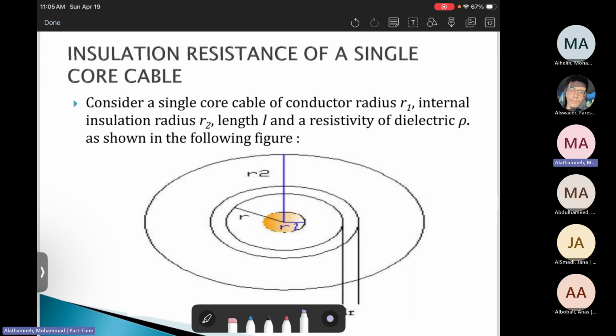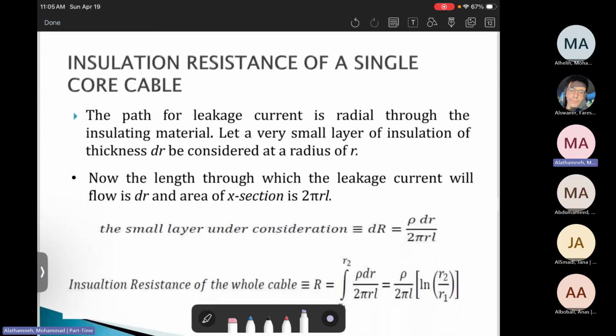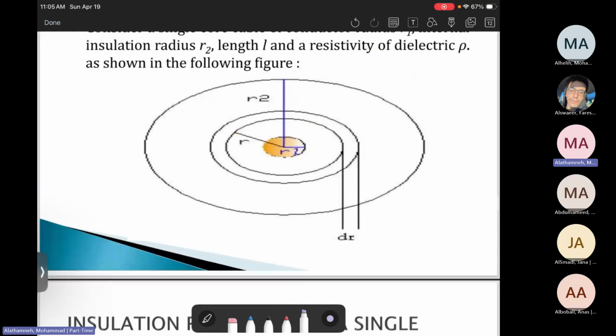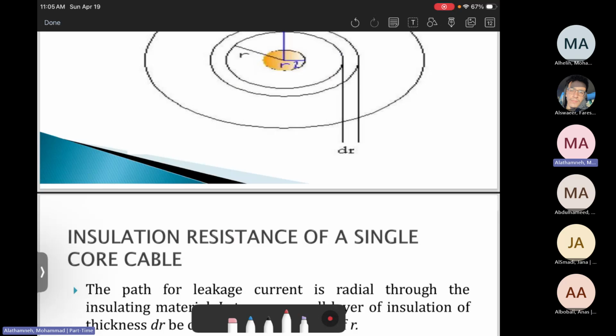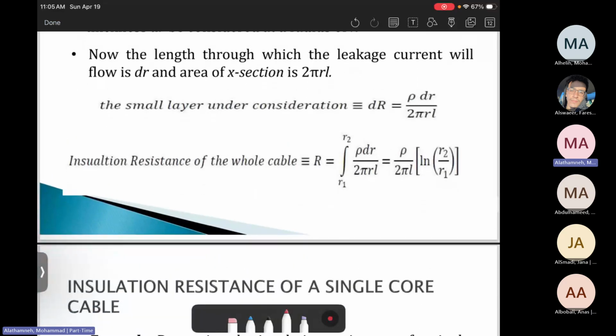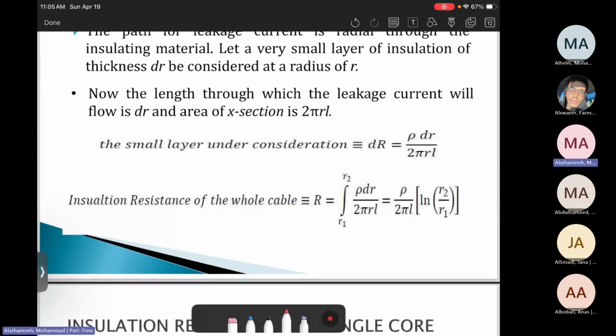Insulation resistance in a single core cable. Now we need to calculate the resistance. We just calculated the thickness before. Now, how about the resistance? To calculate the resistance, we can do the integral. By taking dr, we can do the integral and apply the formula. What we need to do is take this conclusion and use this.